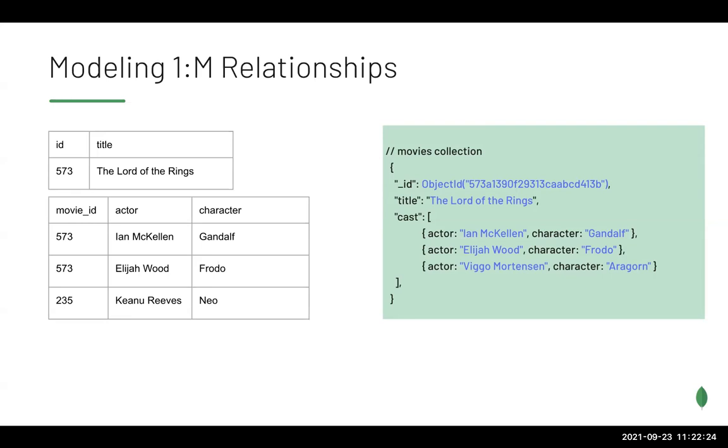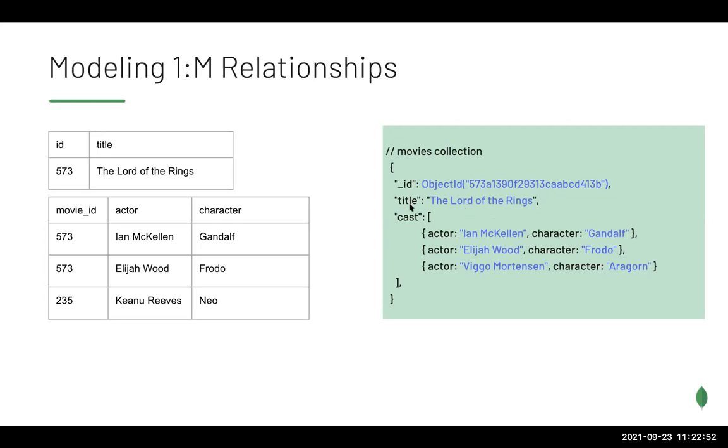information. Instead of having a cast collection, we would just have a cast key, and its value would be an array of all of the actors that had a part in the movie. And we can have as many actors as we want and as much additional information in this object for the cast. And this also makes it very easy to query data about both the movie.